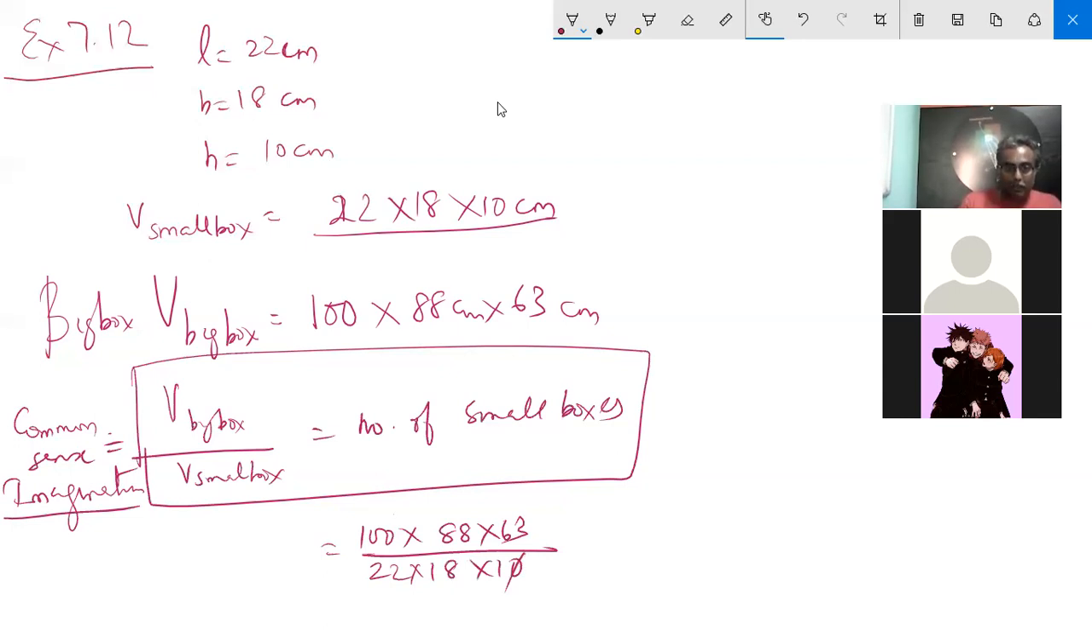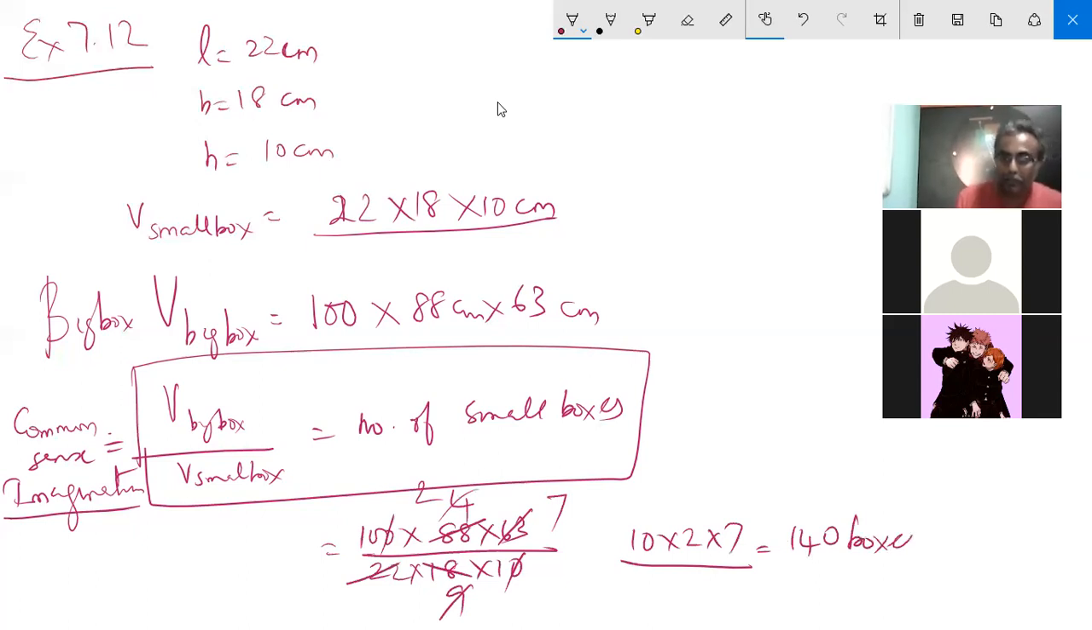10 will go into 100, 10 times. 22 will go into 88, 4 times. So 10 into 4. Again 4 will go 2 times into this, 18 will go 9. 9 will go into 63, 7 times. 10 into 2 into 7. That means 70 into 2, which is equal to 140 boxes. Very simple. 140 boxes. You understood? Just a matter of multiplication and calculation.